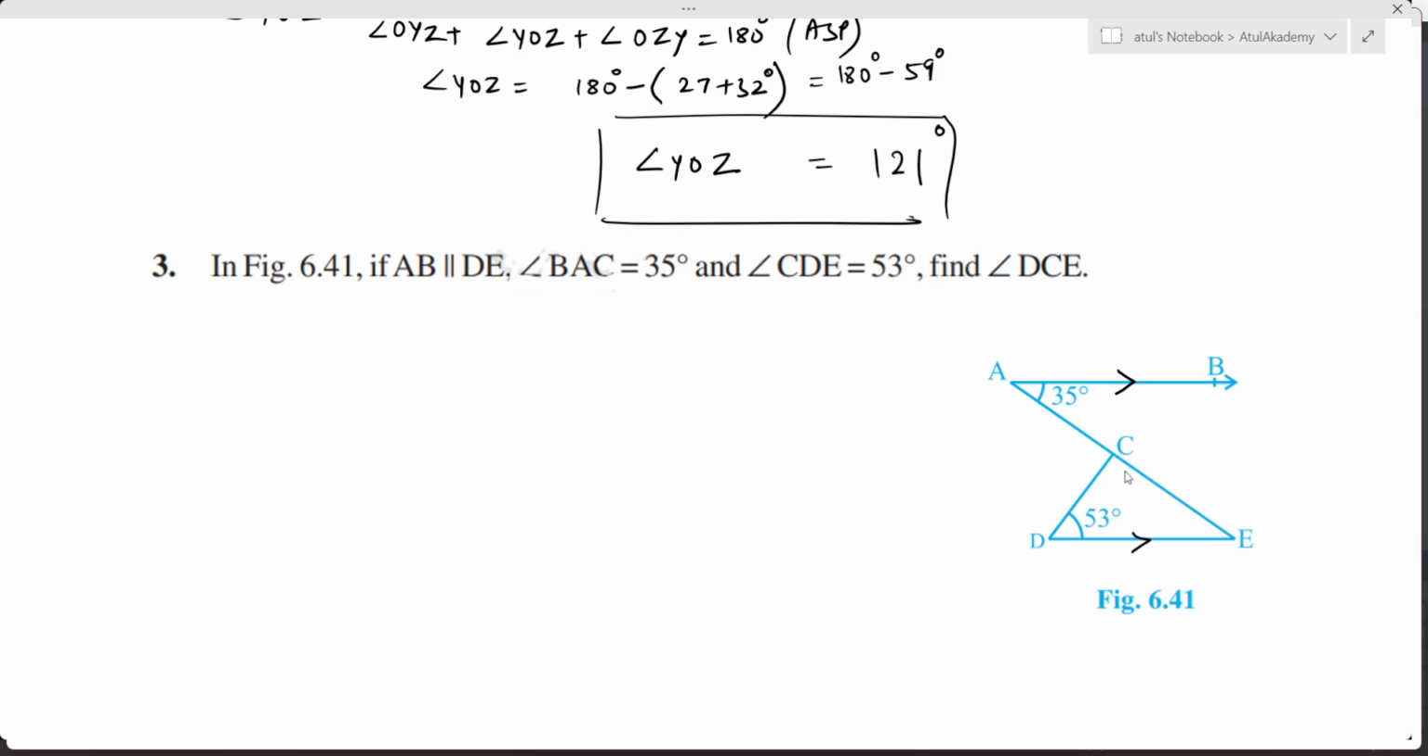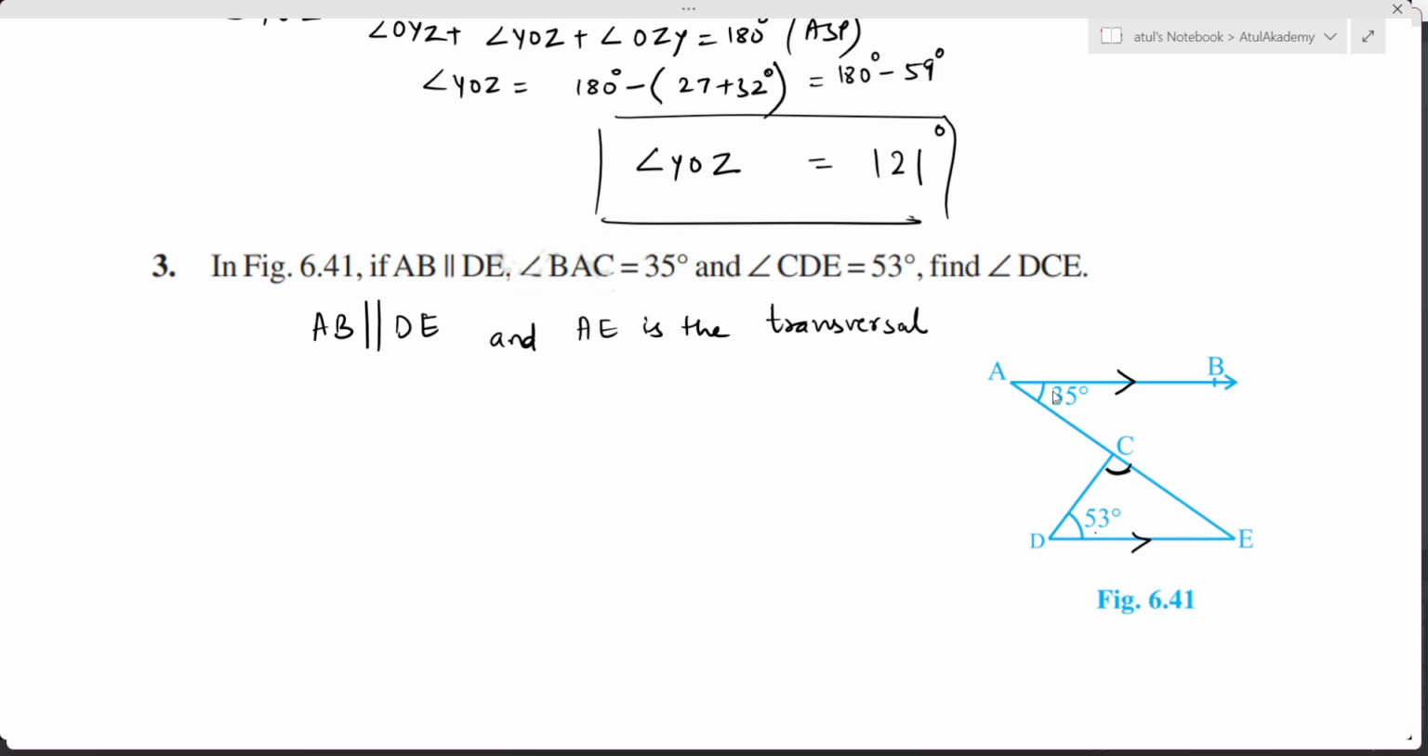So we have to take care of all of them. CDE is 53 degrees. You need to find out DCE. This I have to find out. Now, as it is seen over here also that AB is parallel to DE, and if I check, this AE is the transversal. Clear, students? You know what is a transversal? A line which intersects both the parallel lines is known as a transversal.